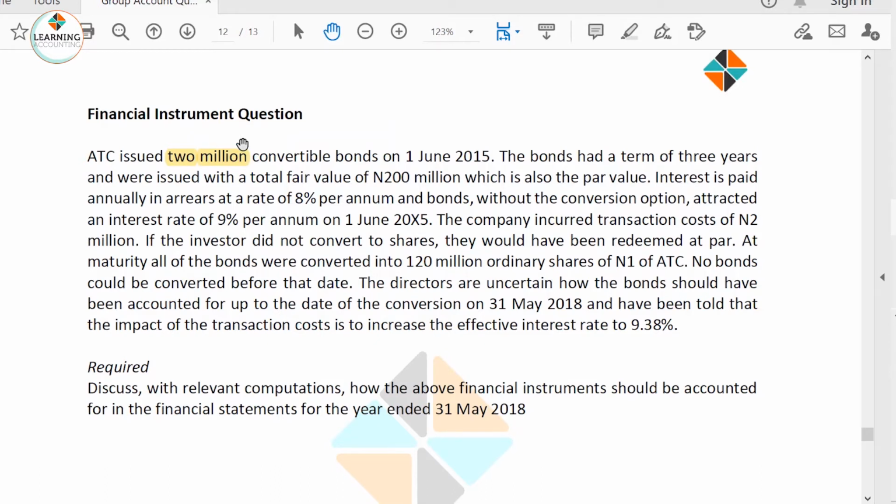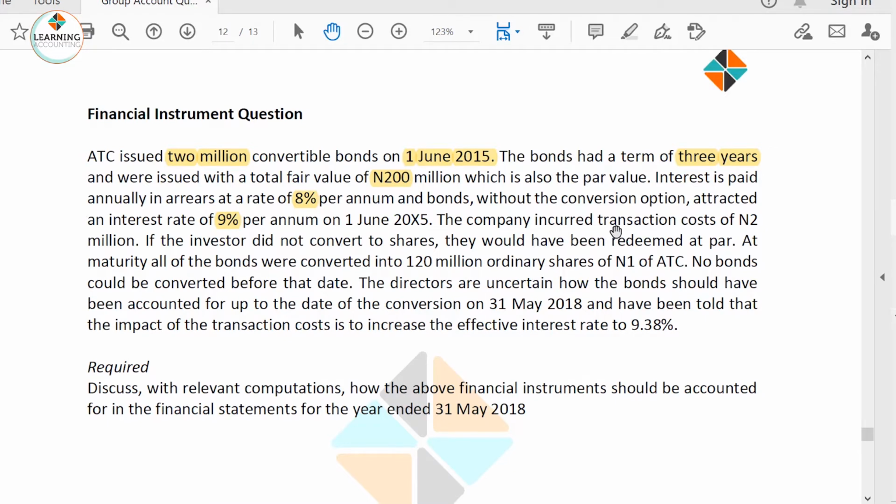convertible bond on 1st of June 2015. The bond had a term of 3 years, so we have the maturity period, and were issued with a total fair value of 200 million, which is also the par value. Interest is payable annually in arrears at a rate of 8% per annum, and bonds without the conversion option attract an interest rate of 9% per annum. So the 8% there is the nominal interest rate, while the 9% there is the effective interest rate.